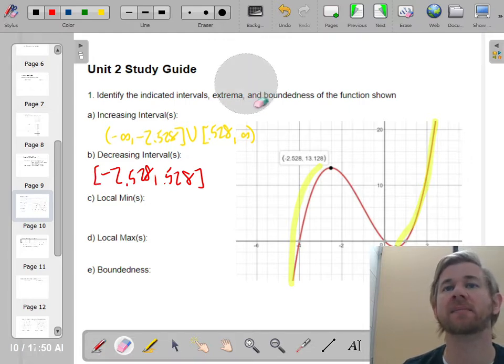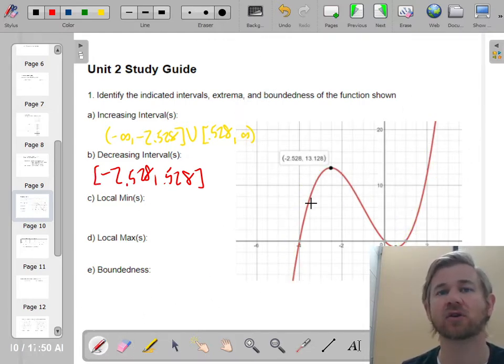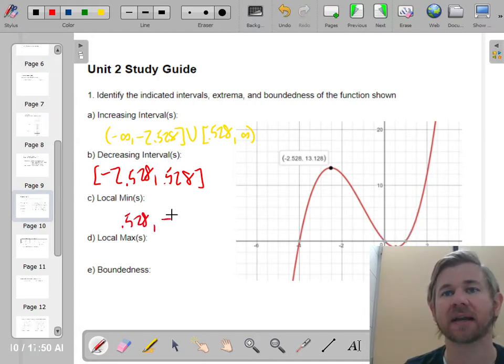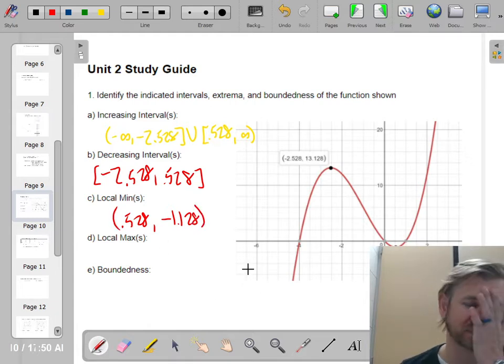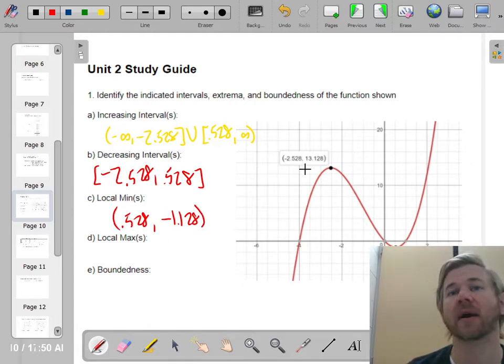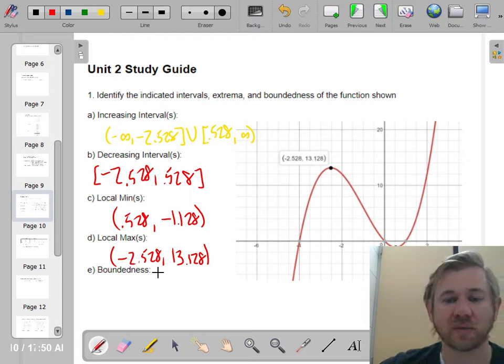A local minimum is a minimum on an interval, a turnaround point like down here. That's a minimum, so we'd say 0.528 and negative 1.128. That's an ordered pair, so it's in parentheses. Local maximum, right here, negative 2.528 and 13.128, also an ordered pair, so it should be in parentheses.